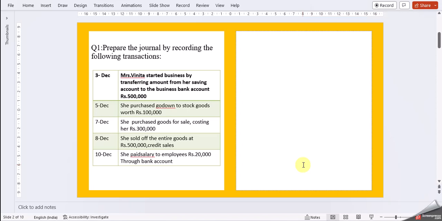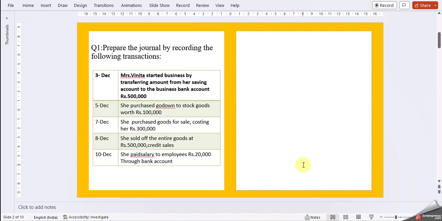First question, prepare the journal by recording the following transactions. So here we have a date and what kind of transaction has been done. Starting with 3rd December, Mrs. Vanitha started business by transferring an amount from her savings account to the business bank account, that is 5 lakhs. Then on 5th December, she purchased godown stock goods worth 1 lakh.